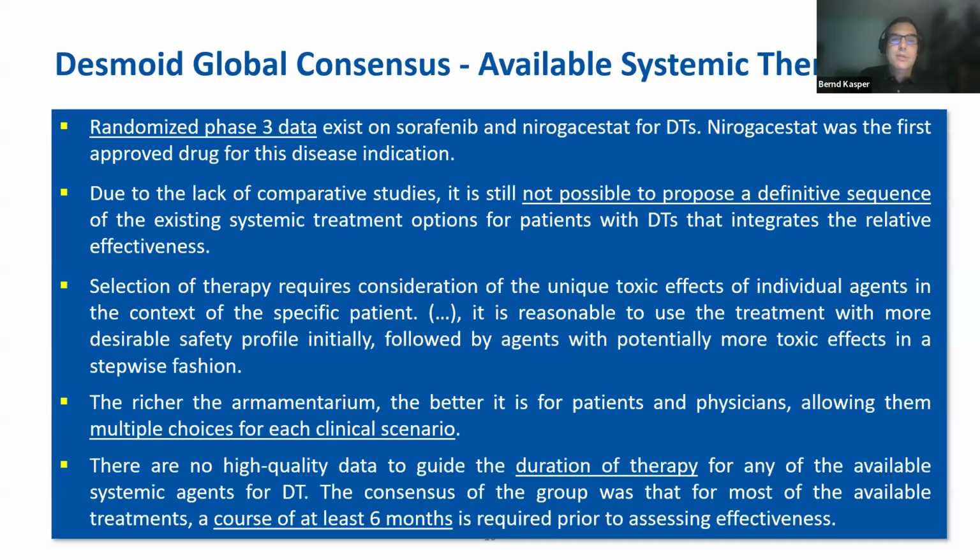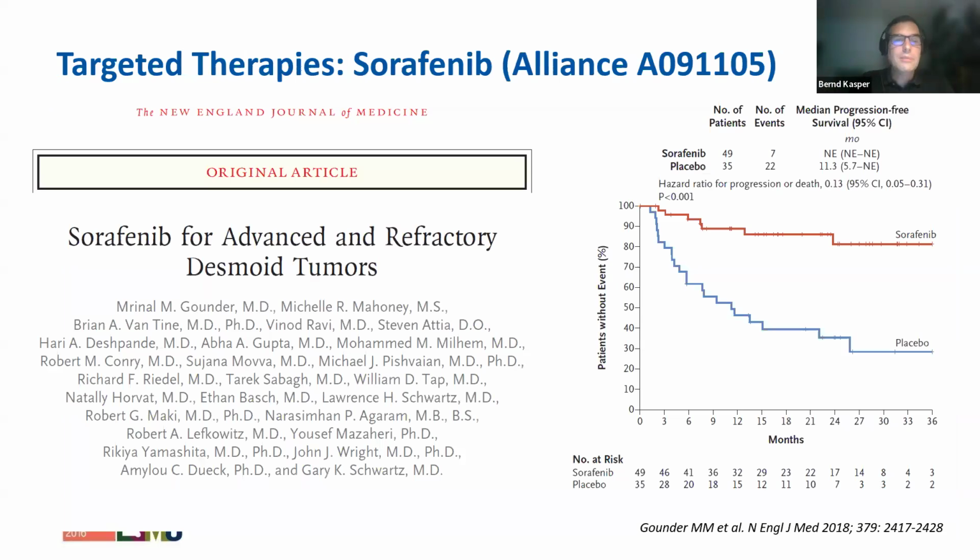And meanwhile, the second one, nirogacestat, is now also approved for desmoid tumors for this disease indication, and is therefore the first ever approved drug in this disease indication. If you go to the next slide, Christy, I will quickly present to you a bit of data about these two compounds. The first study that was already mentioned at the very beginning was actually led by my colleague Mrinal Gounder, the sorafenib trial. That was a placebo-controlled trial, which actually showed that sorafenib is superior to placebo, and was also published very prominently here in the New England Journal of Medicine.